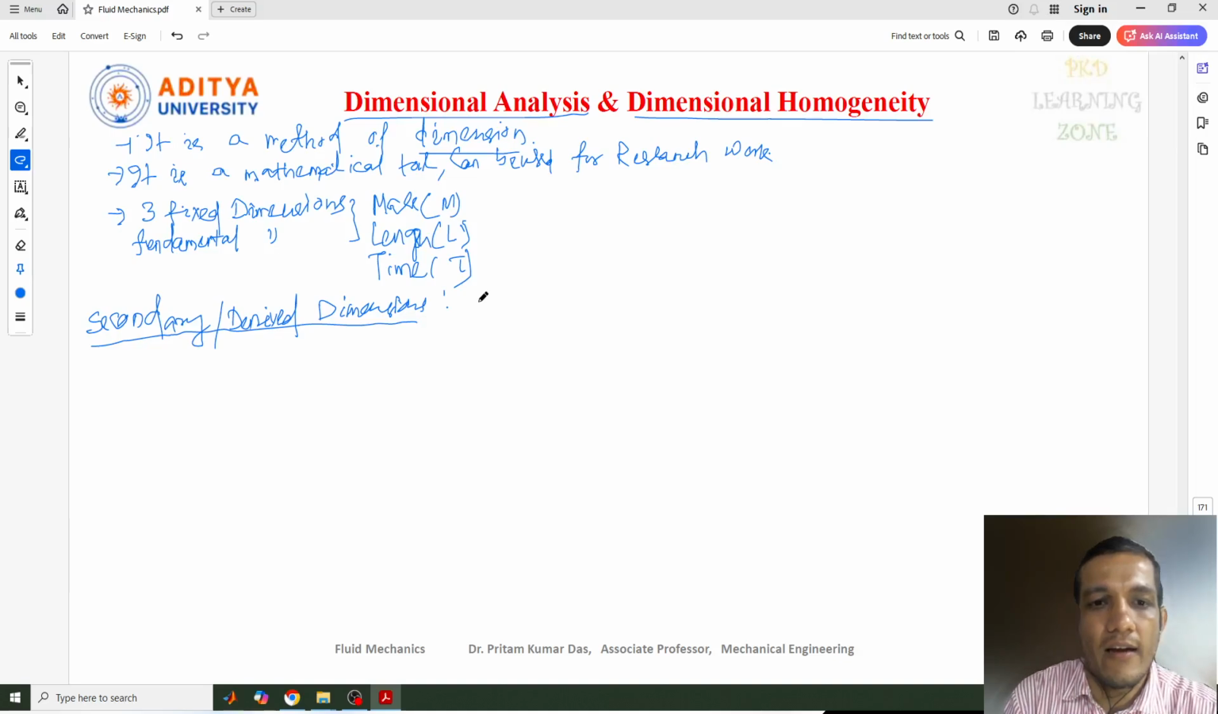Let me take a very simple example, area. Area, we know, is length into length. So we can write length into length, that is L squared, L2. So this is nothing but the dimension here. Similarly, let me consider volume. Volume is nothing but length into height into width, so we can say L cubed. That is its dimension.